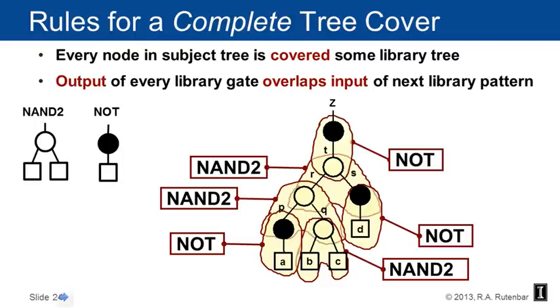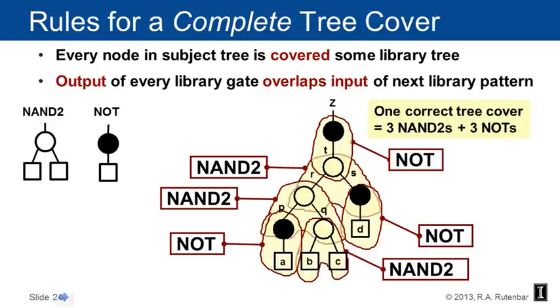I could put a NOT gate at node Z. And again, the input to the NOT gate matches node T, but that's the output of the NAND gate. This is a legitimate mapping. Everything is covered, and the output of one gate pattern connects to the input of the next gate pattern, and everything is covered. This is a real gate network. You could actually draw this as real logic. It's not a very interesting mapping, I will admit, but it's a structurally correct mapping. So this is one correct tree cover with 3 NAND 2s and 3 NOT gates.